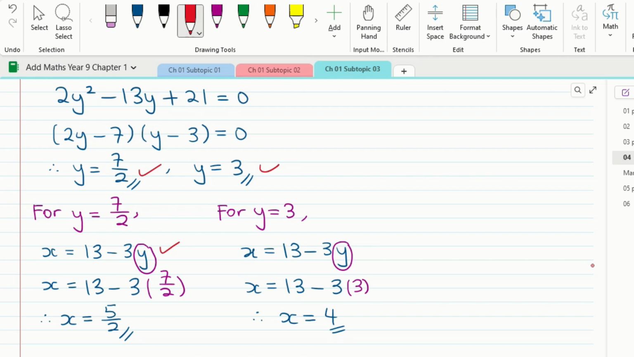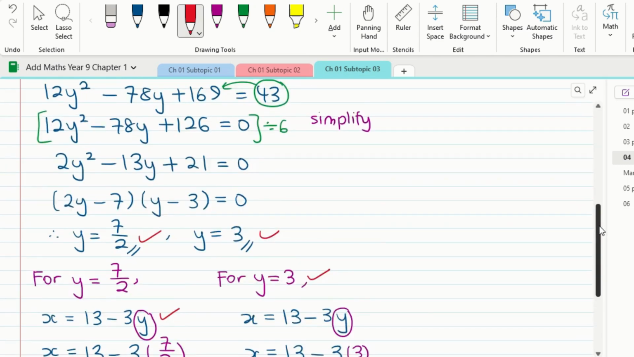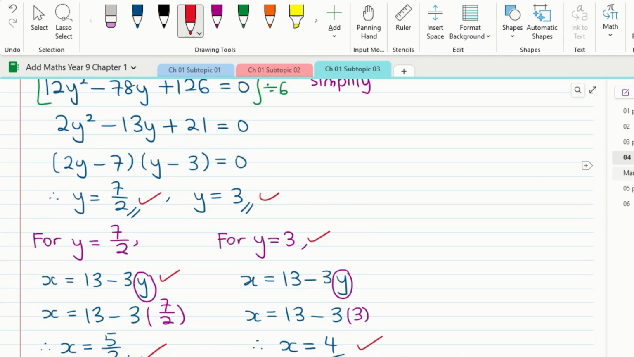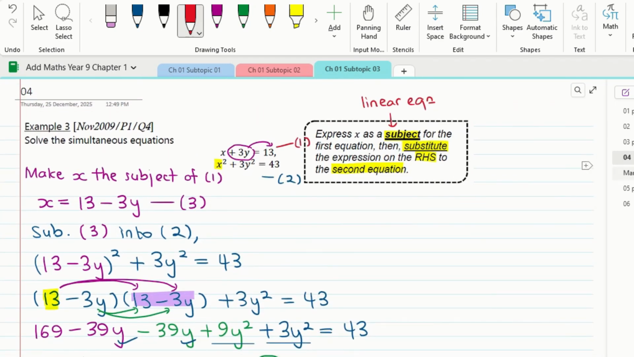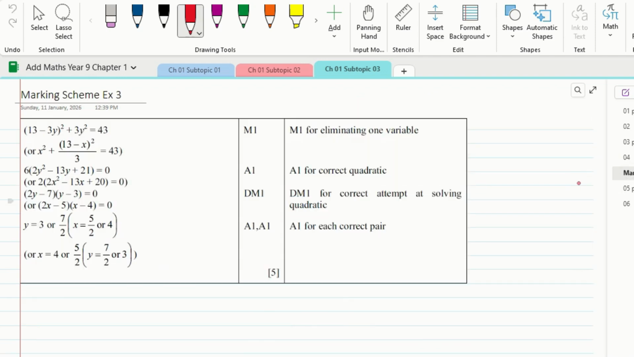So for the first solution, this is going to be x equals 5 over 2, and for y equals 3, x equals 4. Now, I would like to share a bit of the marking scheme because this is from a past year paper question. Usually for a single simultaneous equation involving a linear and a non-linear equation, the mark is usually 5 marks.